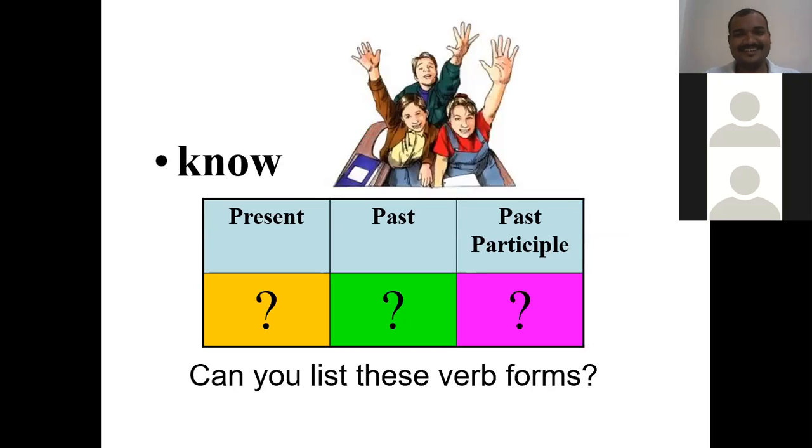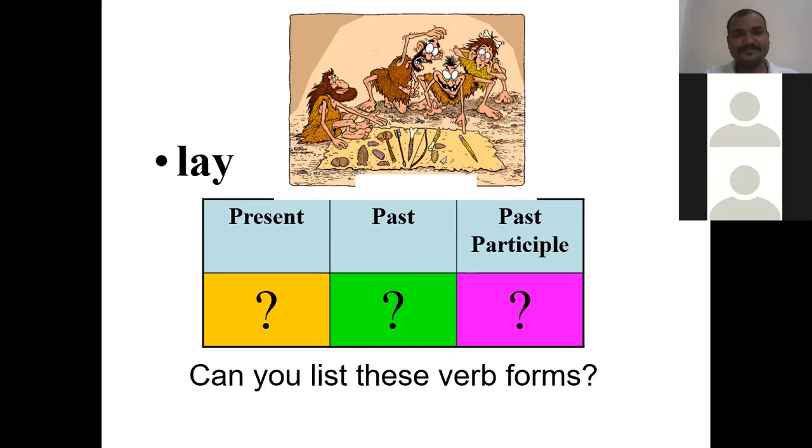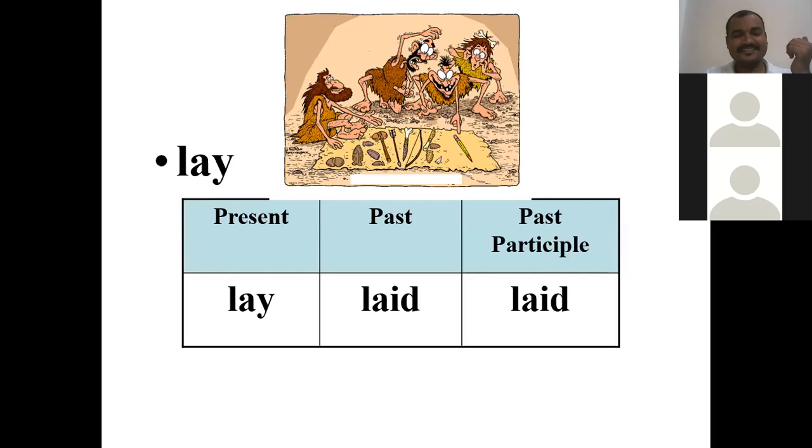Know, knew, known. Very good. Yes. Lay, laid, laid. Laid, laid, lain. Here, the third form, lain, is also correct. L-A-I-N. Lain. Right? Good. Next.